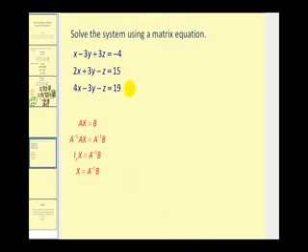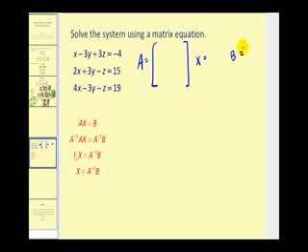We can apply the same idea for a system of 3 equations in 3 variables. So let's go ahead and set this up. Let's call matrix A the coefficient matrix, so it'll be a 3 by 3 matrix. Then we'll have our variable matrix, and then we'll have our constant matrix. We'll call it matrix B.